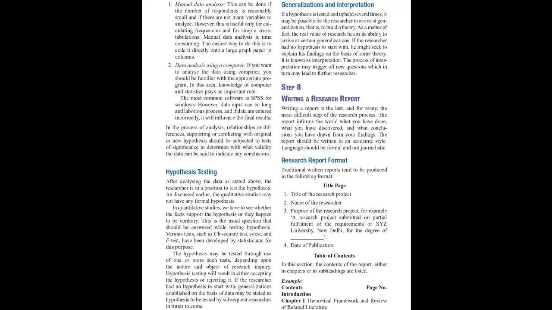results. In the process of analysis, relationships or differences, supporting or conflicting with the original or new hypothesis, should be subjected to tests of significance to determine with what validity the data can be contrary. This is the usual question that should be answered while testing a hypothesis. Various tests, such as chi-square test, t-test, and F-test, have been developed by statisticians for this purpose. The hypothesis may be tested through use of one or more such tests.